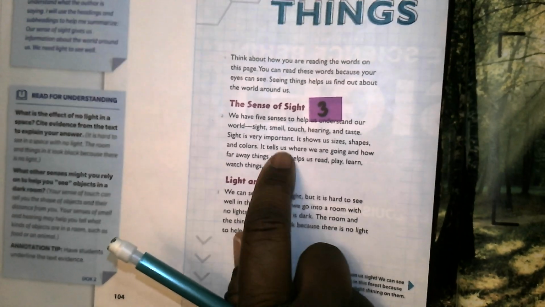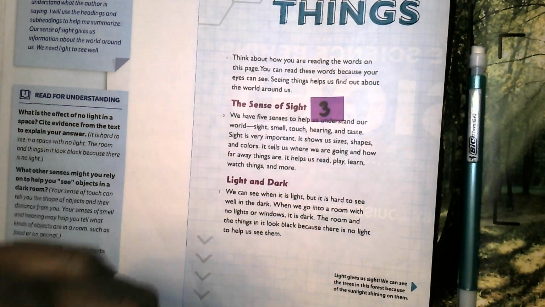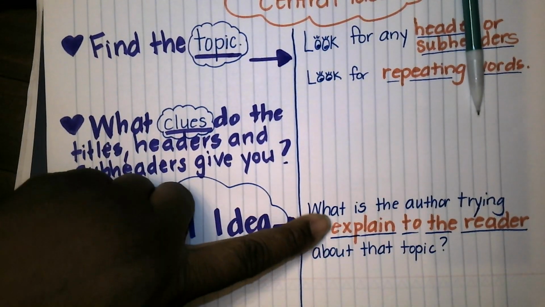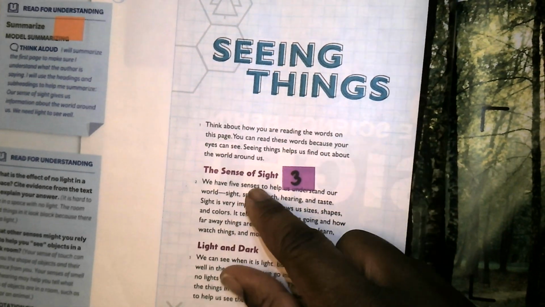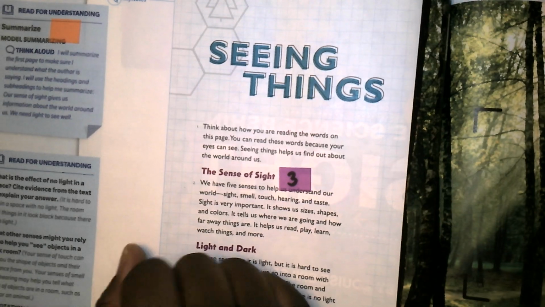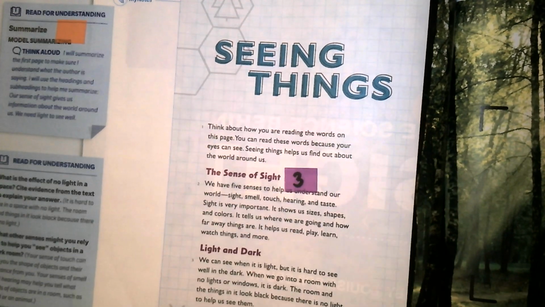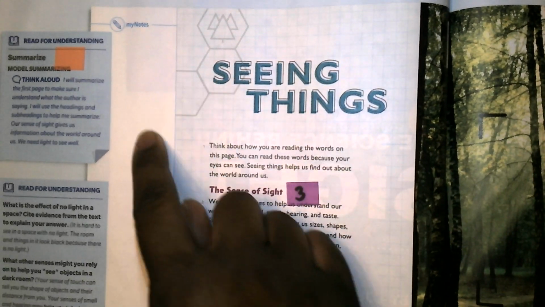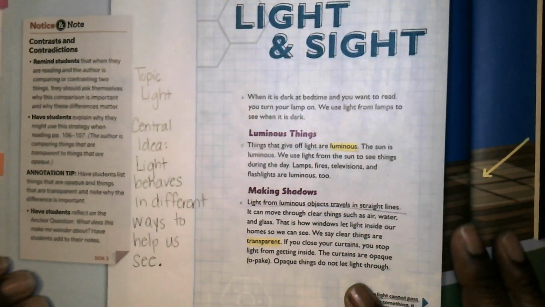Then once you have those ideas, they should come together and relate somehow to tell you, okay, what is it about these two things that the author's trying to explain to me about seeing things? All right, and the things that you underline here should come together to help you with the central idea for that. So as you go back through the text to reread it, you're going to find the central idea for seeing things. We've already done this one together.